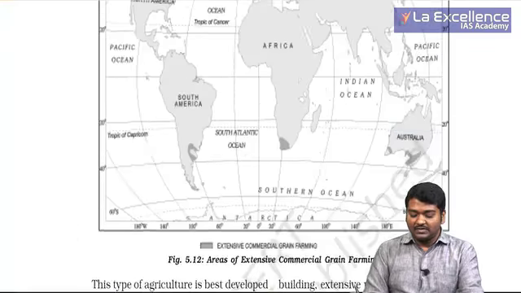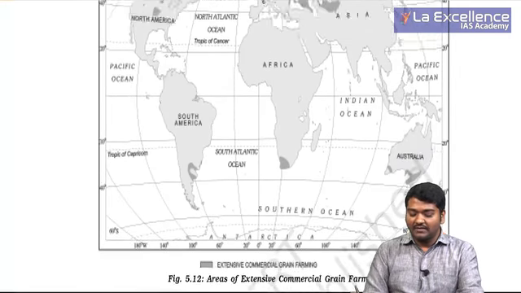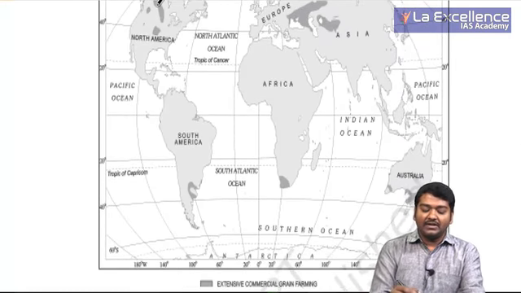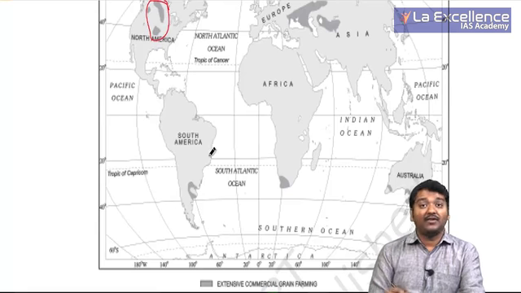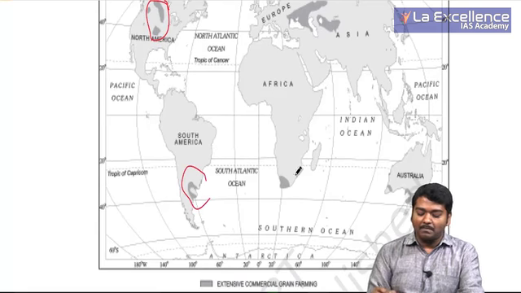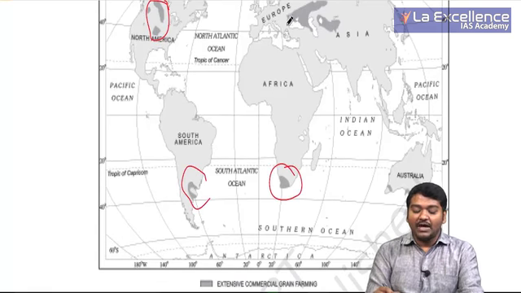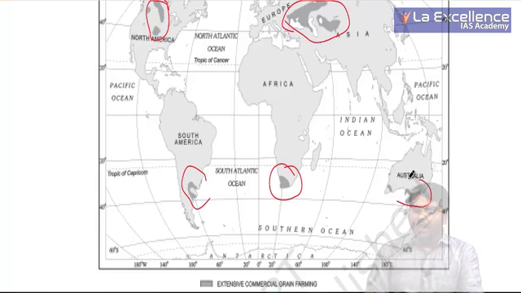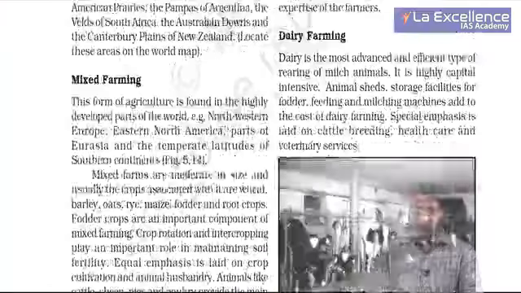Then what we have to see is which are the areas where you have extensive commercial grain. One is North America, US and Canada, where they are commercially developed, the Pampas, Africa, South Africa, especially not everywhere, the Steppes region, especially in the European part, and Australia, especially the Downs region.